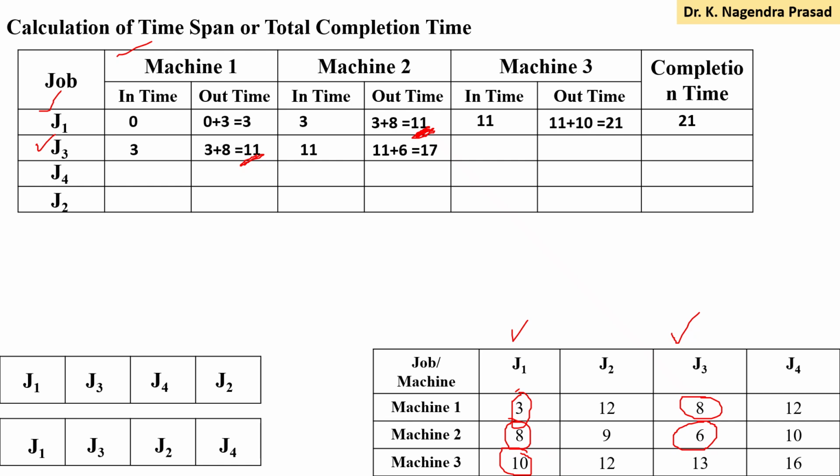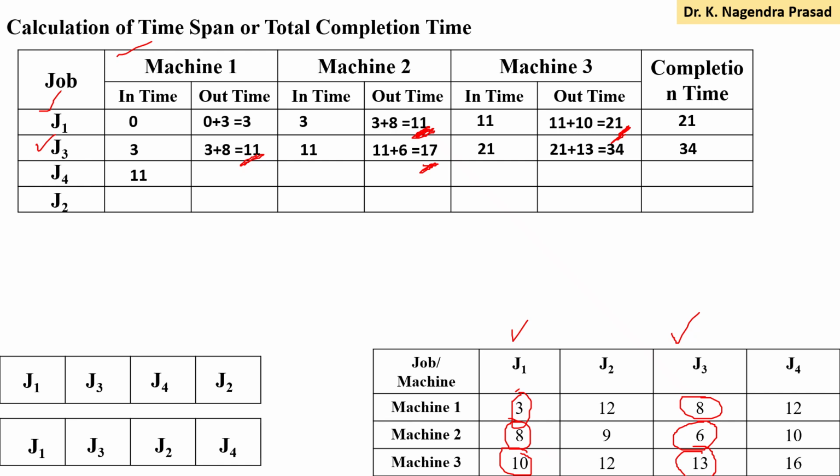After 17 hours, job J3 has to be moved to machine 3, but machine 3 is engaged up to 21 hours with the previous job, J1. So only after 21 hours will it receive job J3. In time for job J3 on machine 3 is 21 and the processing time is 13. So 21 plus 13 is equal to 34, and total completion time for job J3 is 34.